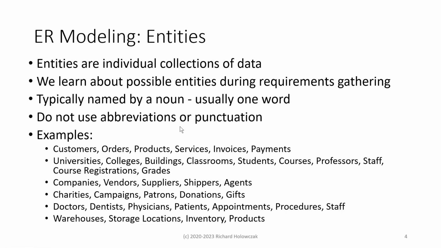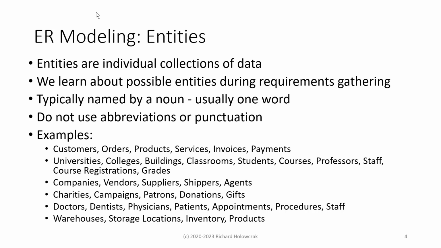In the entity relationship model, the most important thing are entities. Entities are little individual collections of data. Think of it like a subset of the data. We learn about possible entities during the requirements gathering phase of our database development process. Entities are typically given a name that is a noun, and usually this name is one word. Sometimes we have a couple of words for it. We try not to use any abbreviations or punctuation. This is not the time to take shortcuts.